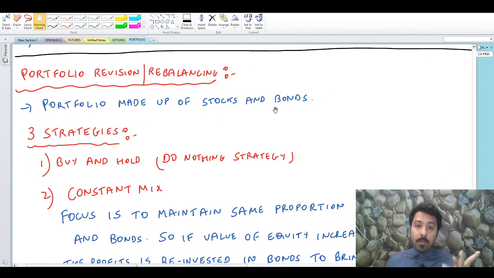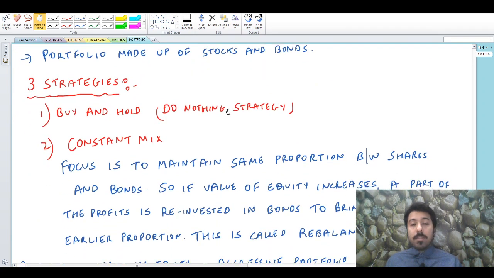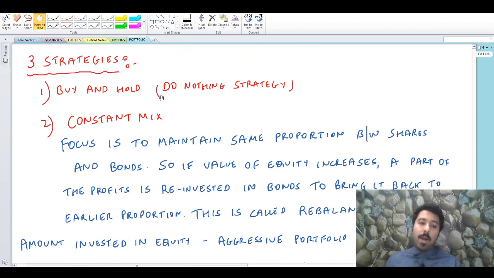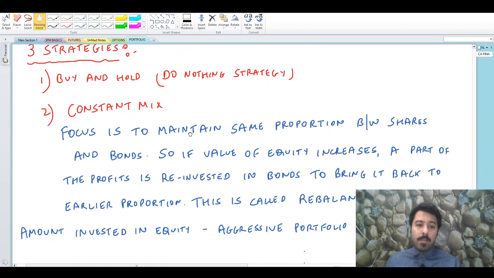Bonds give a fixed return, you know what bonds are, right? And so there are 3 strategies. One is buy and hold, do nothing. You bought stocks 2 years back and bonds 2 years back, and now you're waiting. You sell them after 10 years or whatever. So buy and hold, very easy, you can understand from the name itself.